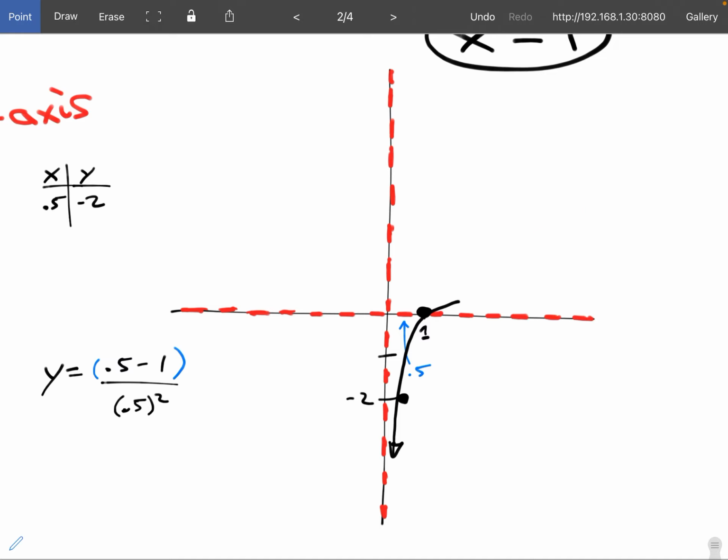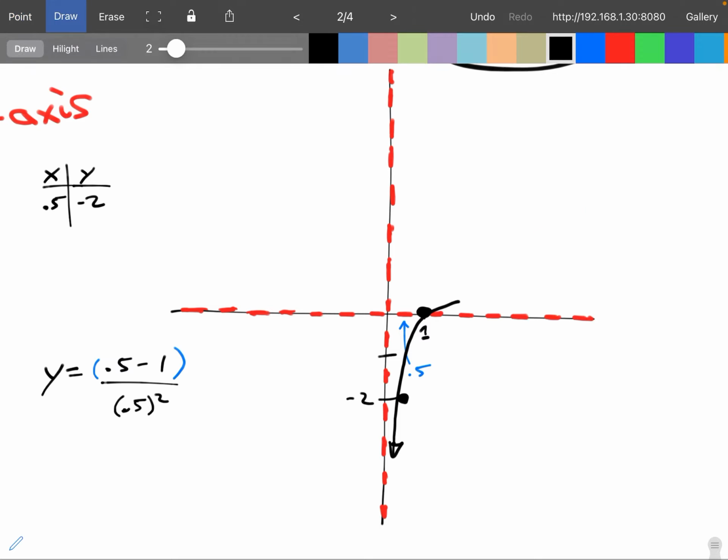So that means that this thing is not going to continue on up like this. It's going to have to come back down and approach that horizontal asymptote like that. Horizontal asymptotes describe the end behavior of the graph. That's when the x's get very big or very negative.